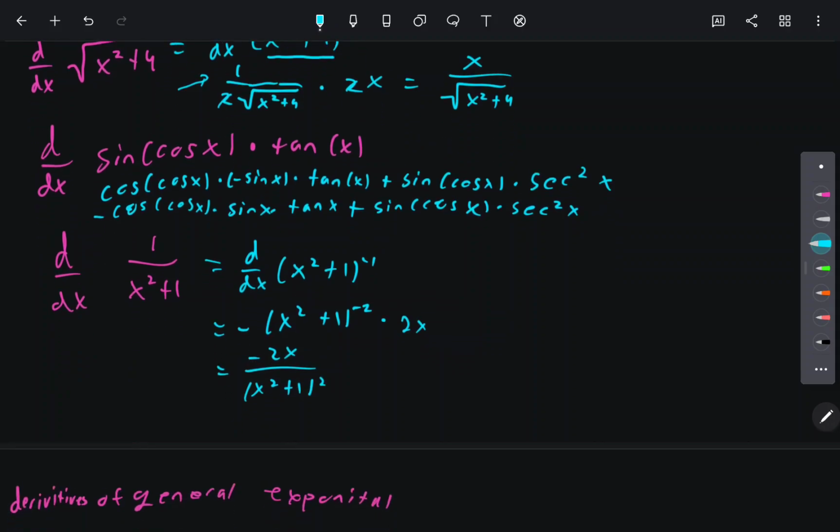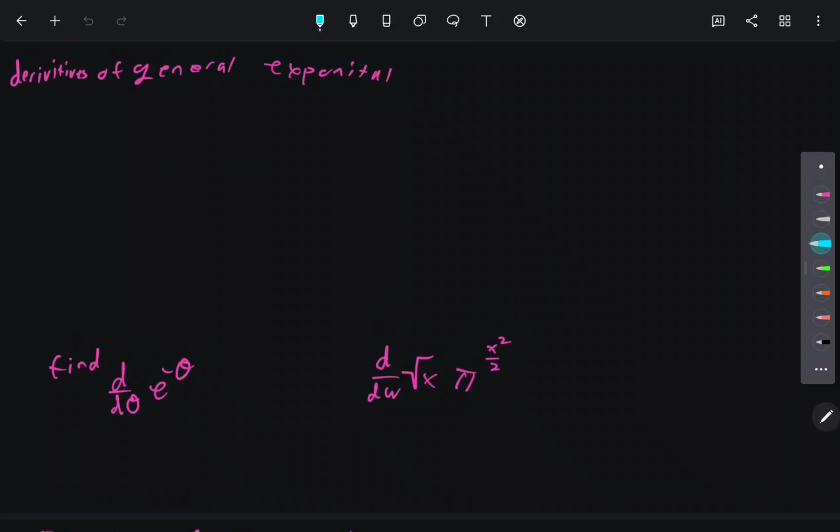And that's our answer. So now we're going to look at the derivative of the general exponential function.